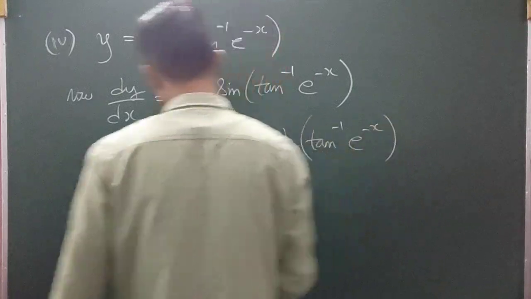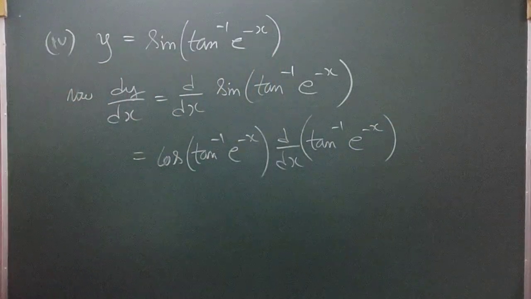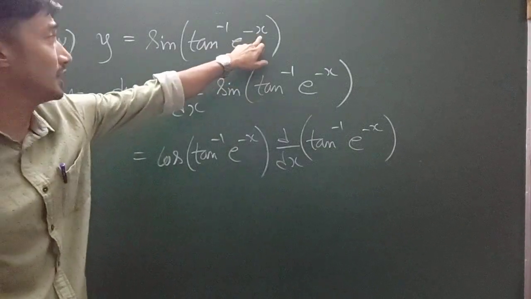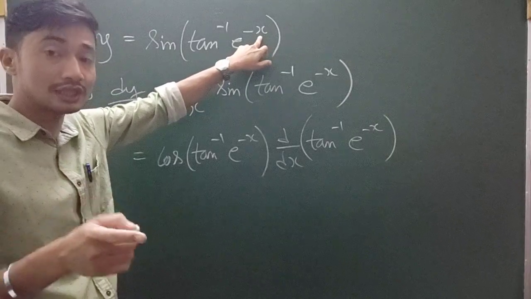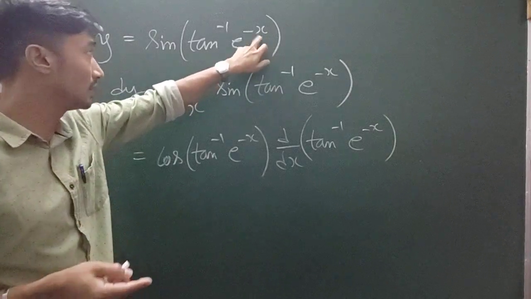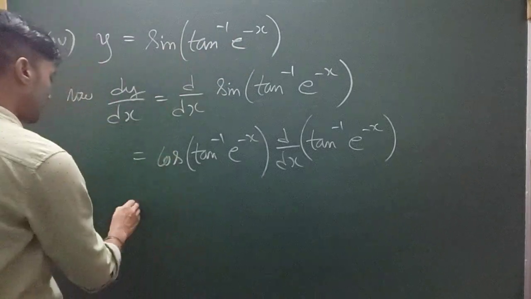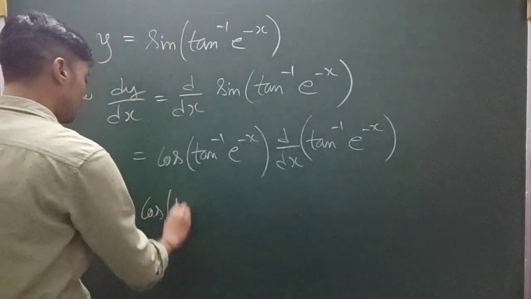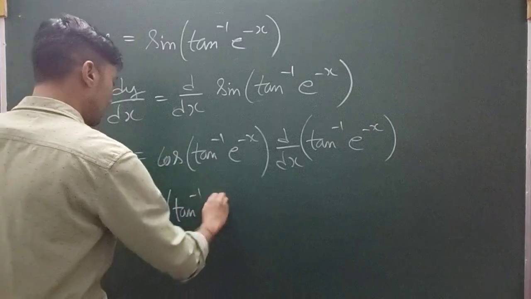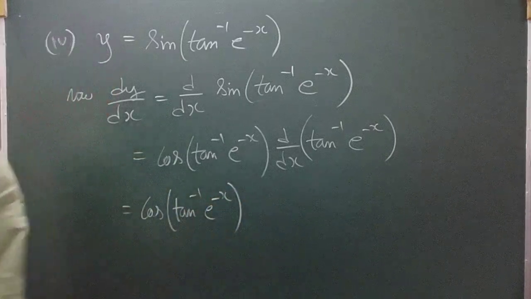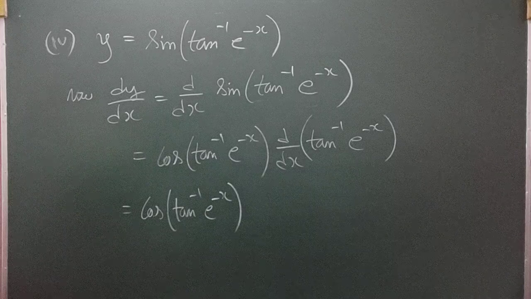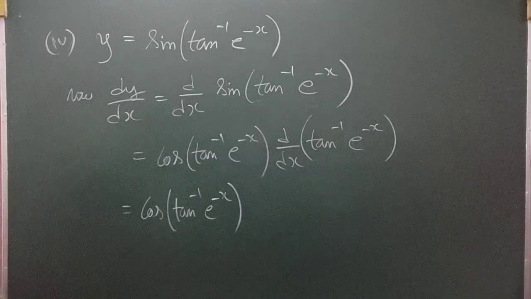So how many functions do we have here? According to that only we will proceed, isn't it? For the chain rule, how many functions do we have here? 1 minus x is also a new function, isn't it? When we talk of chain rule, 1, 2, 3, 4. We have actually 4 functions. So let's differentiate. So that's going to be cos of tan inverse e power minus x.